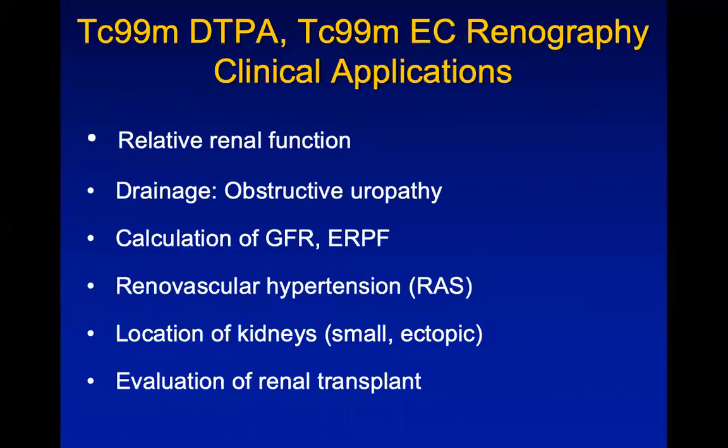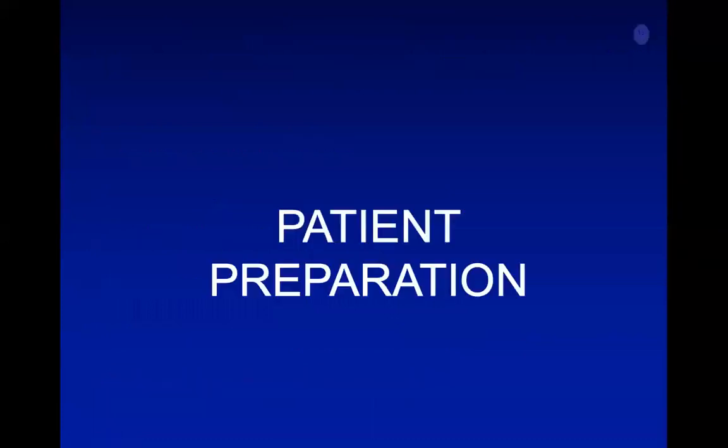So now coming to diuretic renography, the first of the uses. The clinical applications, whether you're using technetium DTPA or whether you're using technetium EC, are the same. Estimation of relative renal function, obstructive uropathy to evaluate drainage, calculation of GFR using DTPA, ERPF using EC, renovascular hypertension or RAS, location of small ectopic kidneys, and evaluation of renal transplants. These cover most of the uses. There are a few others which I'll show, which are usually anecdotal uses.